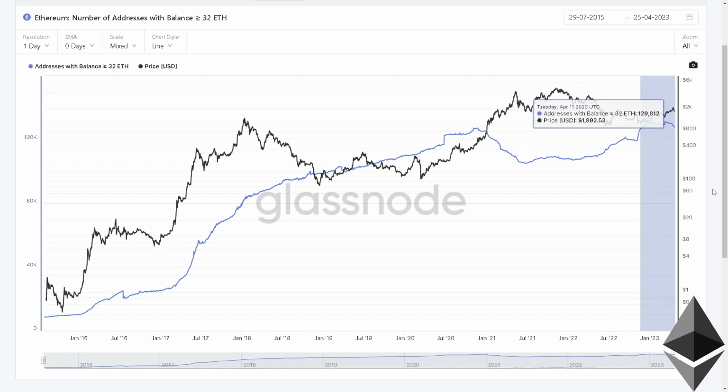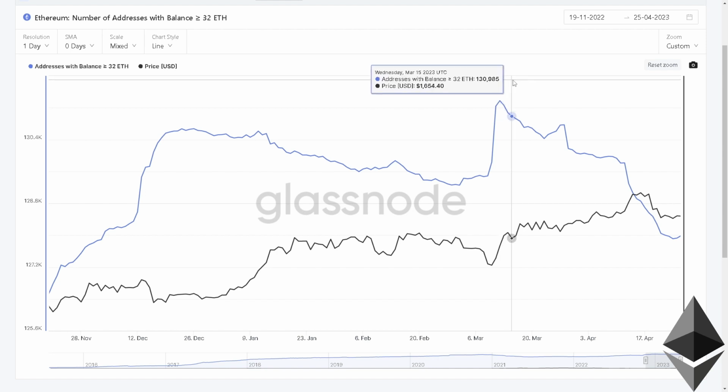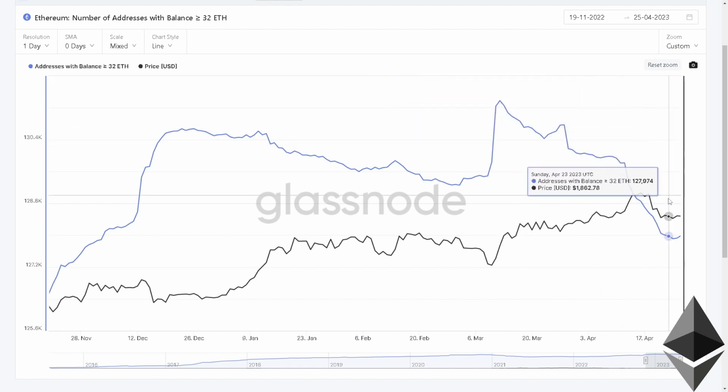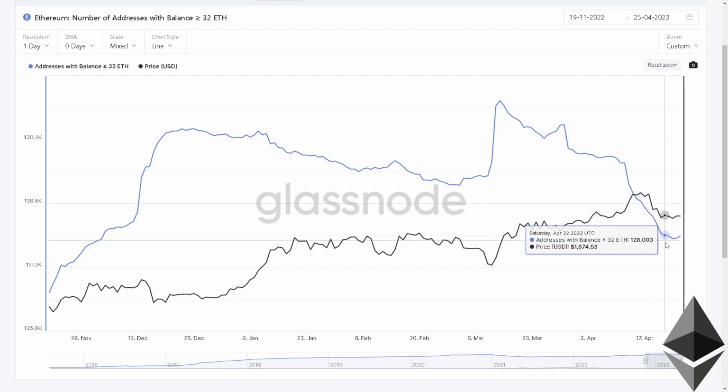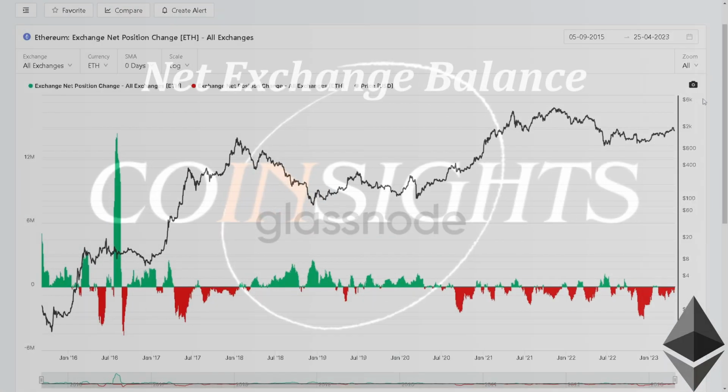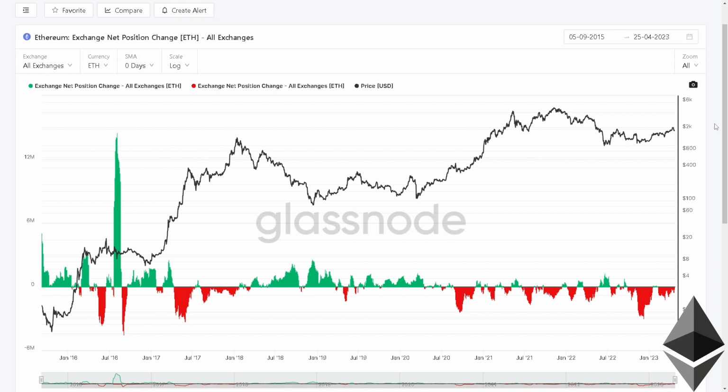So if we zoom in here, you can see that larger players have actually been dumping their Ethereum on this grind up. This is a fairly bearish sign, but the fact that we do have some sort of reversing right here could mean that larger players are starting to scoop up a little bit more Ethereum, and we could see another push up here.